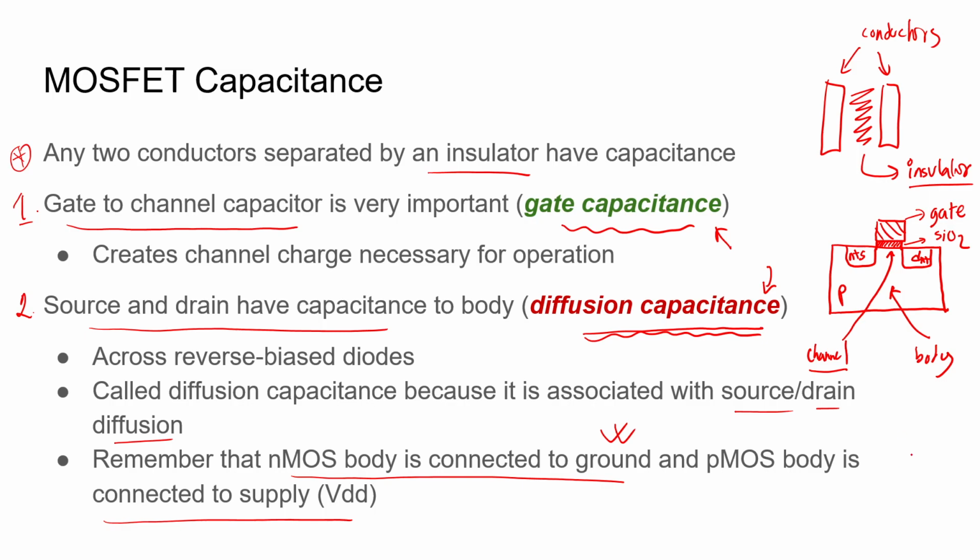Let's just look at the NMOS example here for short. If we have the NMOS transistor like this, and this is the gate, this is the source, and this is the drain, each of the source and drain terminals should have a capacitance across the ground. So this is one, and this is another one. Similarly for the PMOS devices, these two capacitances would be connected across to the VDD.